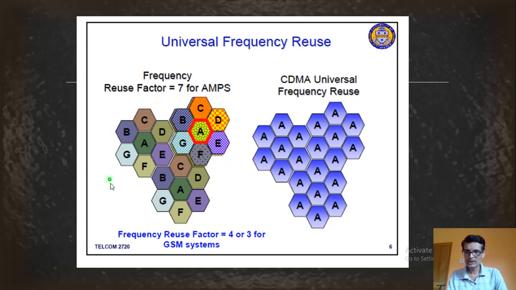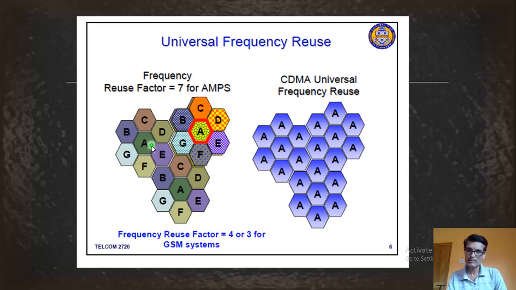In cellular communication, or mobile communication, the entire coverage area of one particular station is divided into a number of smaller areas. The smaller areas are called cells. This is one complete area. Let us say this is Udupi, this may be Bangalore, this may be Mumbai. So the whole area is divided into smaller areas. We call them cells.